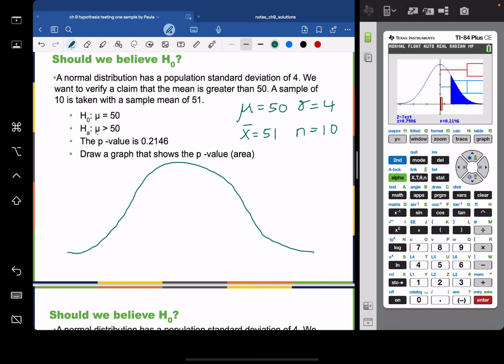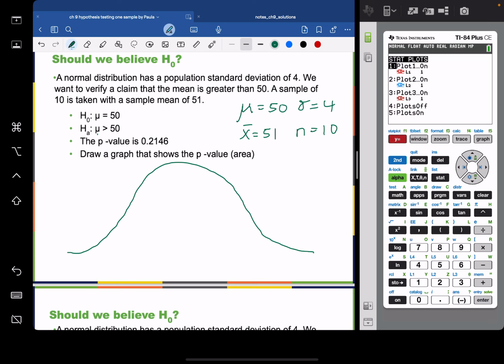I have some other stuff going on my graph, which I think are the graphs from the potato weights. I'm going to go turn those off. Let me show you. 2nd, STAT PLOT. I need to turn all of these off. So I'll just hit 4 for Plots Off, enter. And then when I press graph, darn it, I think I have to do this again. So STAT, TESTS, Z-Test, and I'll go down, everything should still be there, and then click Draw.